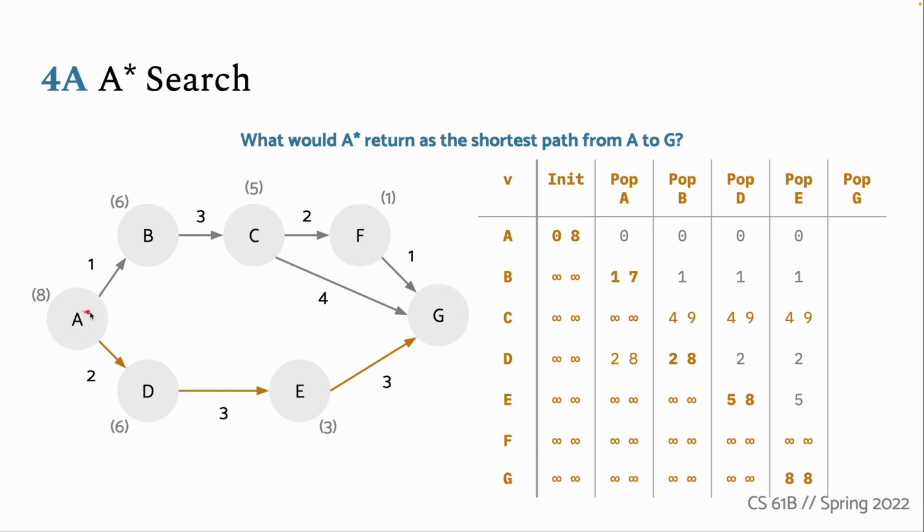A is a distance of 0 to itself. However, it has a heuristic of 8. So in doing that, we're going to pop A first, and we're going to update both of its kids. So B is 1 away, D is 2 away, and then we're going to add their heuristics to those values to get that actual priority value. So we're going to pop B first, and then we're going to update the value of C. So C's actual distance from A is 4, and we're going to add 5 to that to get the heuristic value. So here we have 4, 9, and 2, 8.